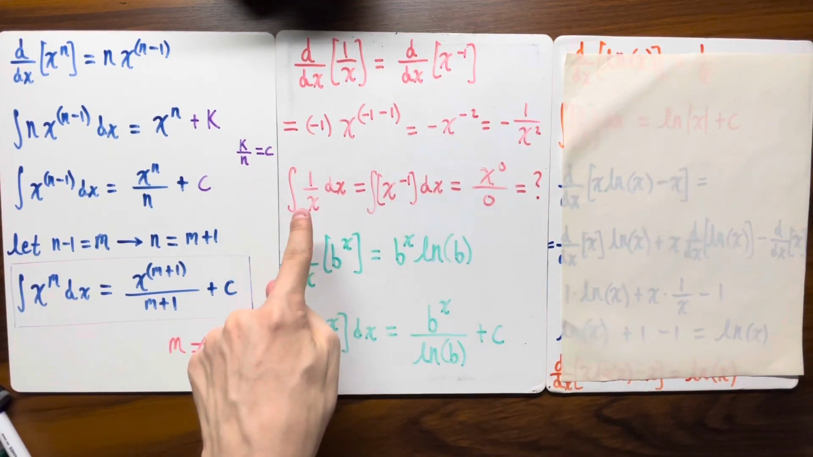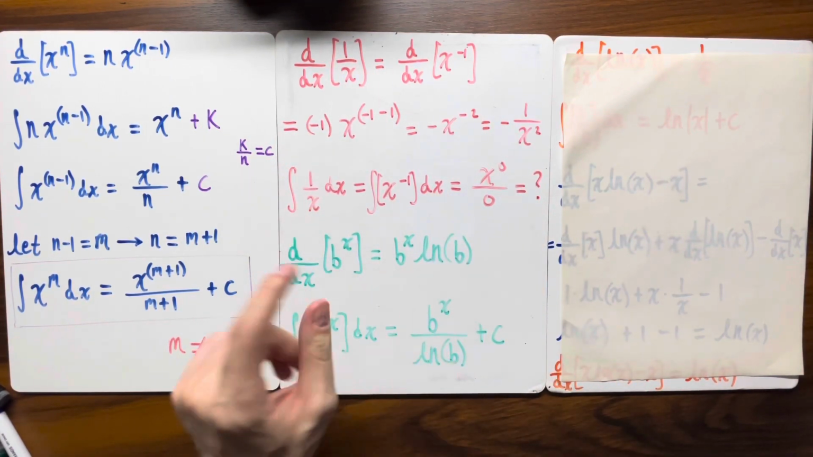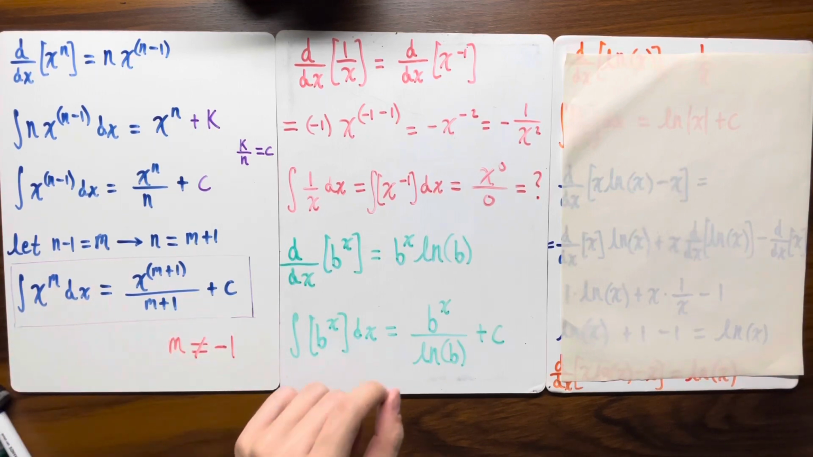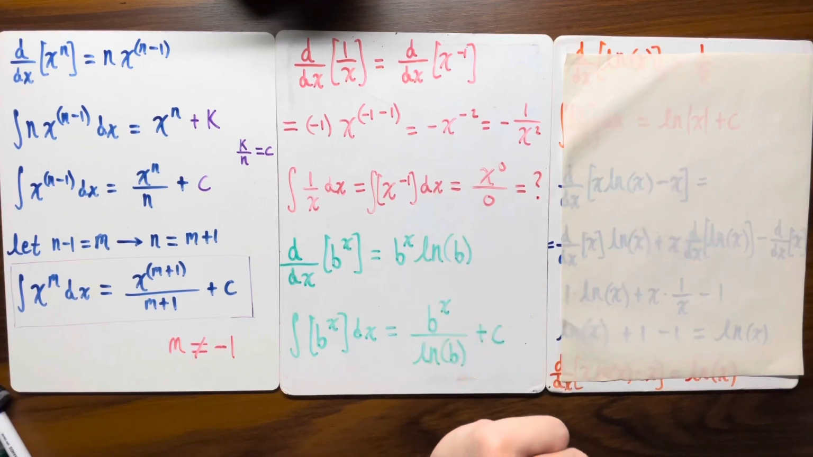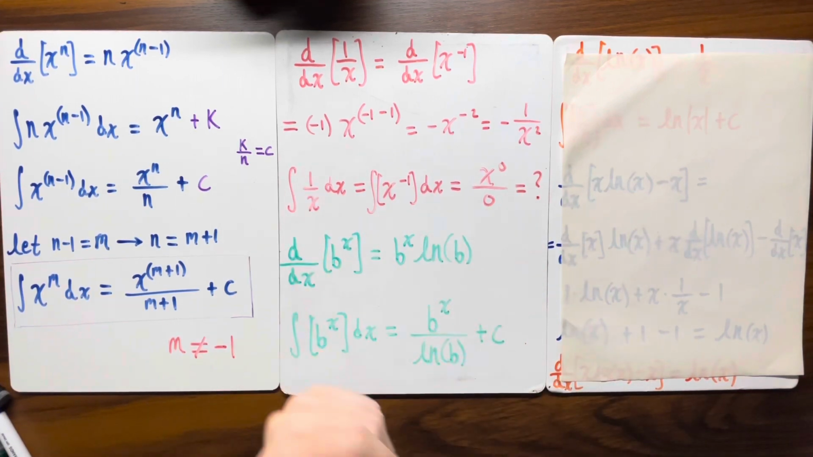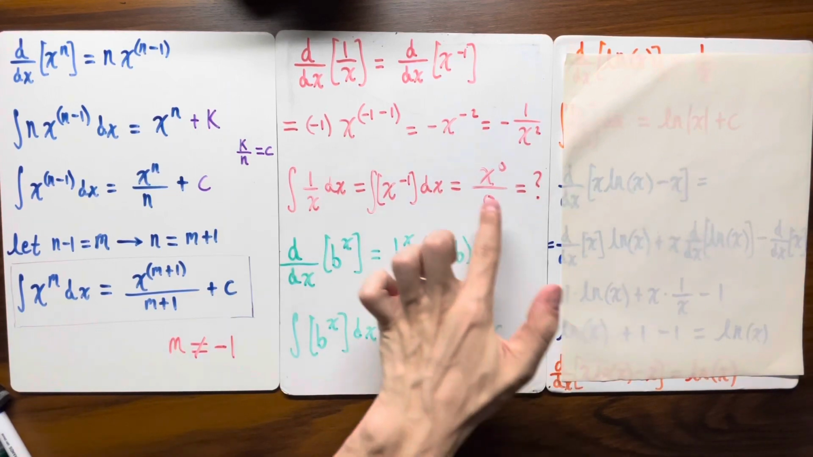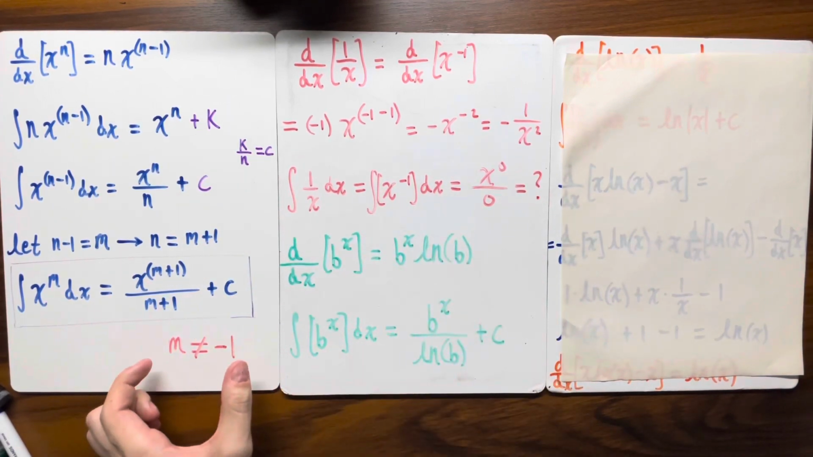But let's say we're trying to find the integral of 1 over x, and try using the rule we just found. So we have to add 1 to the exponent and divide by that addition, so divide by 0. Well, what is something divided by 0? Well, it's undefined, right? So this isn't working very well. That's why we said that m cannot equal negative 1.